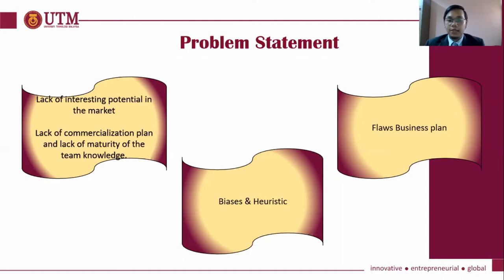The next problem is bias and heuristic. This point refers to individual interest, which is the bias. For example, they accept the entrepreneur or the applicant because the applicant is their uncle. So that means there is bias there. That's why evaluation criteria are important for every venture capital to select and evaluate before they give their fund.